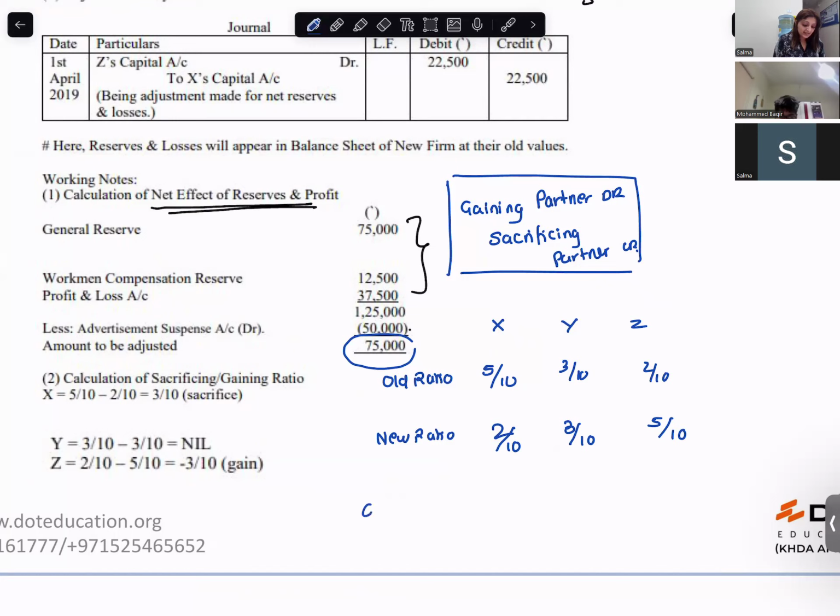So to find the gain or the sacrifice, we will do old ratio minus new ratio. So it is 5 by 10 minus 2 by 10. For this, there is nothing. And this is 2 by 10 minus 5 by 10.